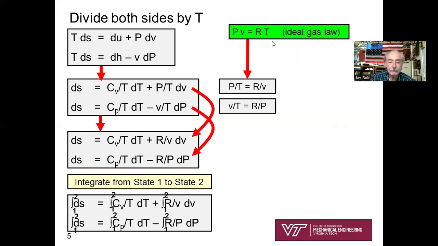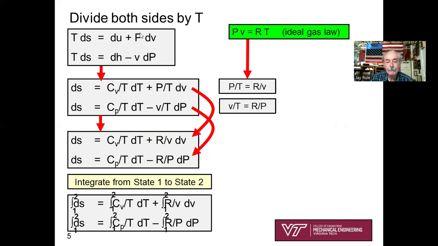Oh, let's see. I forgot a step. Divide both sides by T. So let's divide both sides by T first. Okay, so we've got ds is equal to Cv dT, for du, divided by T. And ds, the second one, is Cp dT divided by T. I got a little thrown there because of my algebraic formulation. So we're going to divide by T, and we're also substituting du as Cv dT.